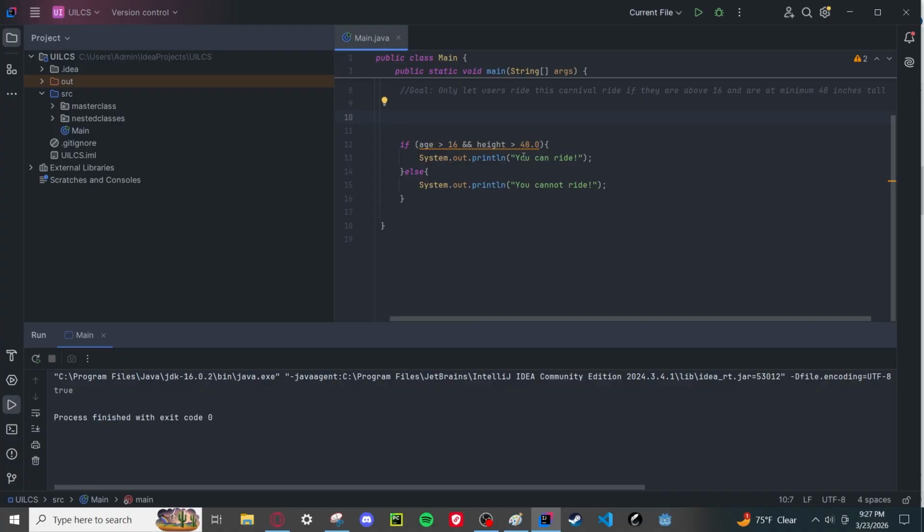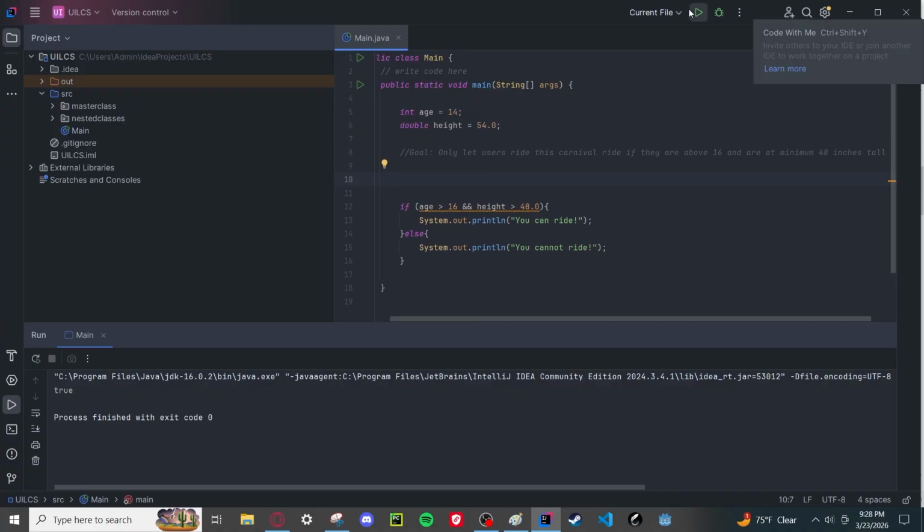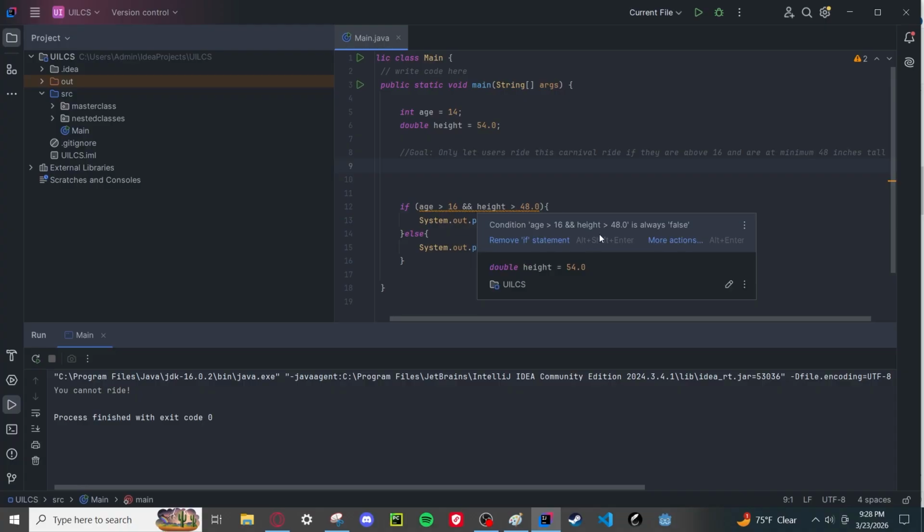Okay, so if we run this example, you'll see we get, sorry, we'll get "you cannot ride" because we're 14. Even though we meet the height requirements, we're too young to ride this ride. Because we're using the and operator, both conditions have to be true for us to get a value of true. Right now this condition is always evaluating to false, as you can see right there. Okay, that's the and operator.